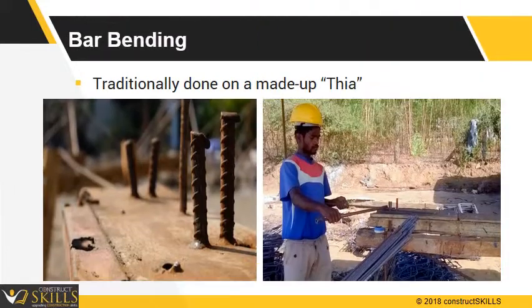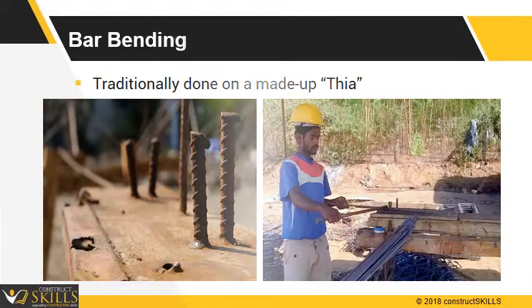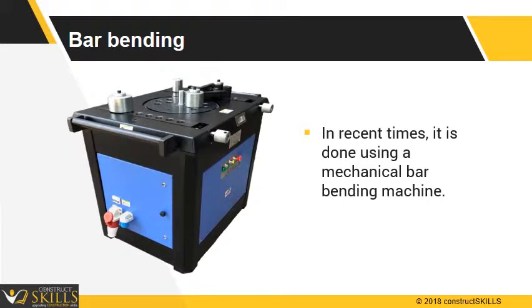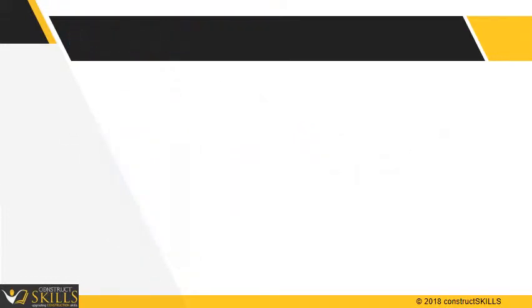Bar bending is traditionally done on a thea. Fitters use different tools as per diameter of bars. In recent times, it is done using a mechanical bar bending machine. One can follow the steps of the particular job of bar bending, cutting and placing.